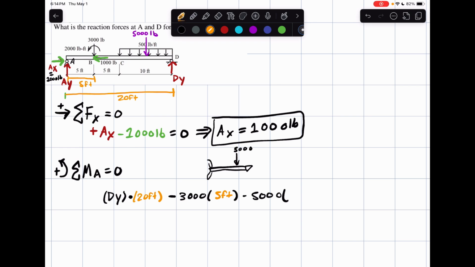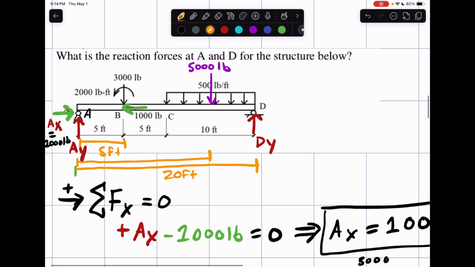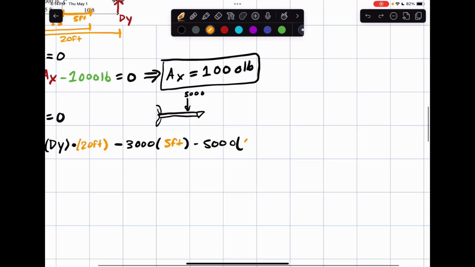Now our distance here is from A all the way to where the concentrated 5,000 applied force is being applied. So that's going to be 5 plus 5 plus 10. Wait, no, it's not. I think that's 15 actually. Yeah, that's 15 because here's just 5. So it's just 5 plus 5 plus 5. So 15. Bam. So we multiply by 15 here.